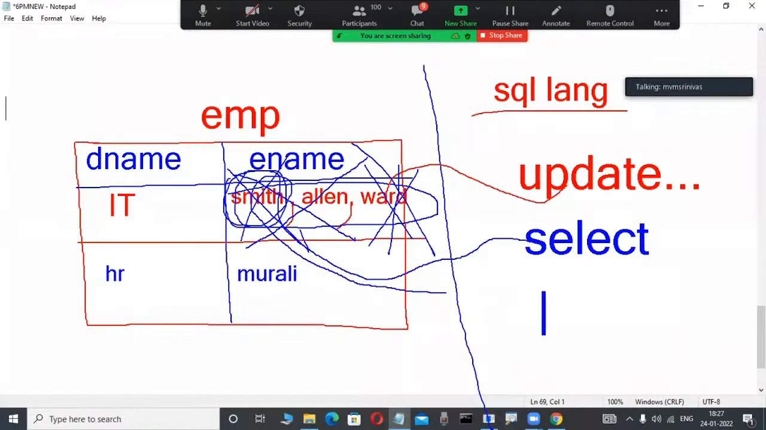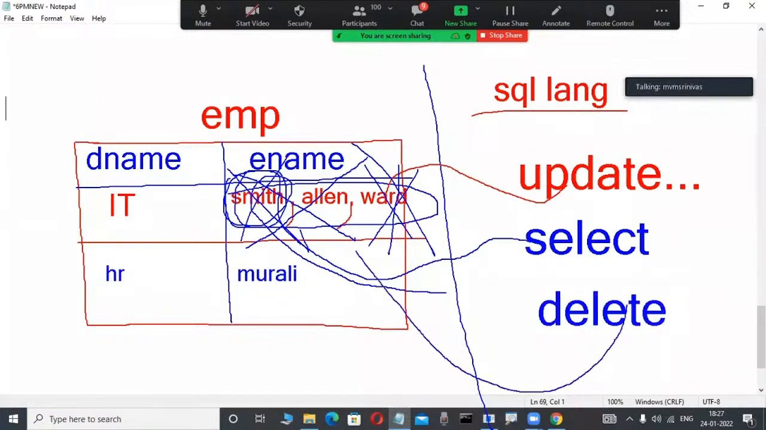Again, now here delete. Now I try to delete a single value from these multiple values. Allen is a single value I want to delete from these multiple values. The syntax is not there. That's why it is not recommendable. These are the rules, but nobody knows this type of rules.